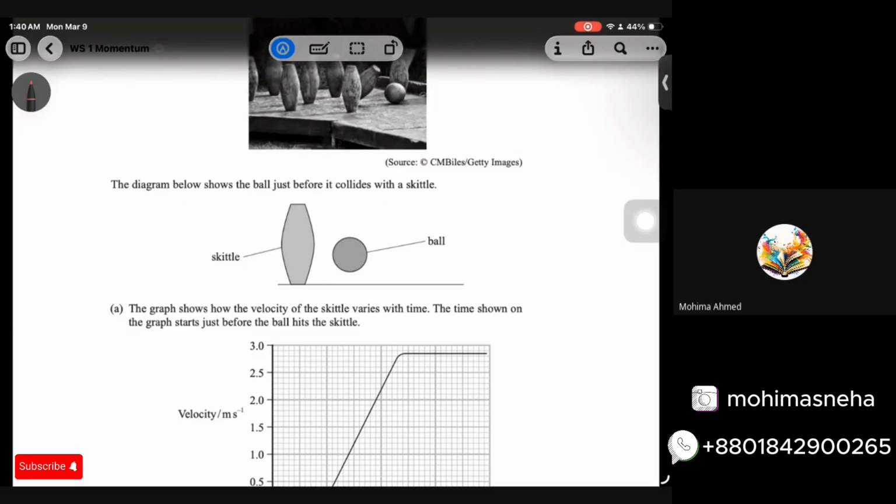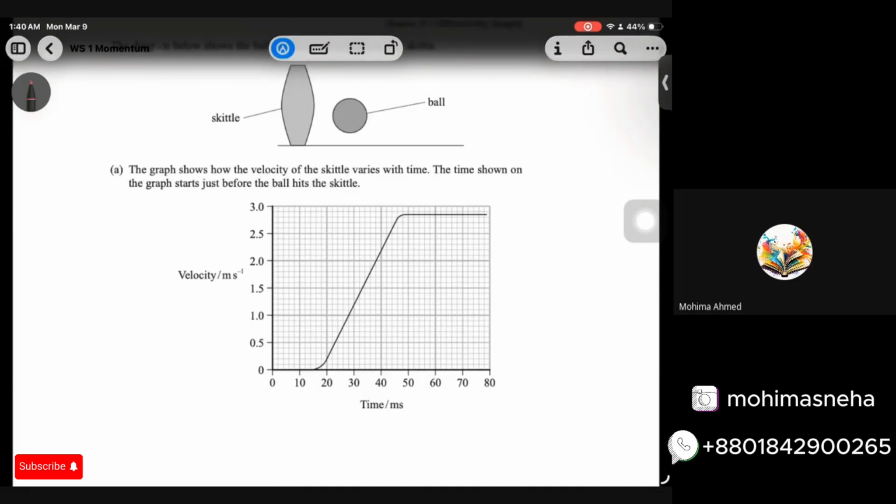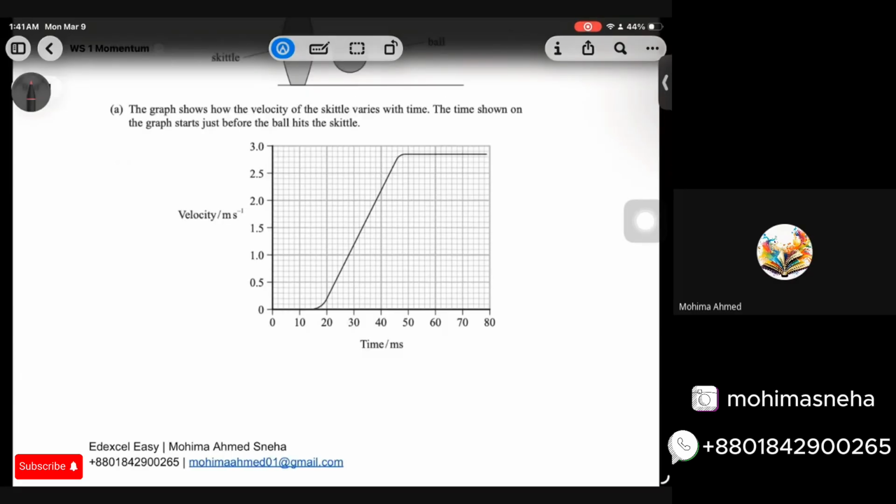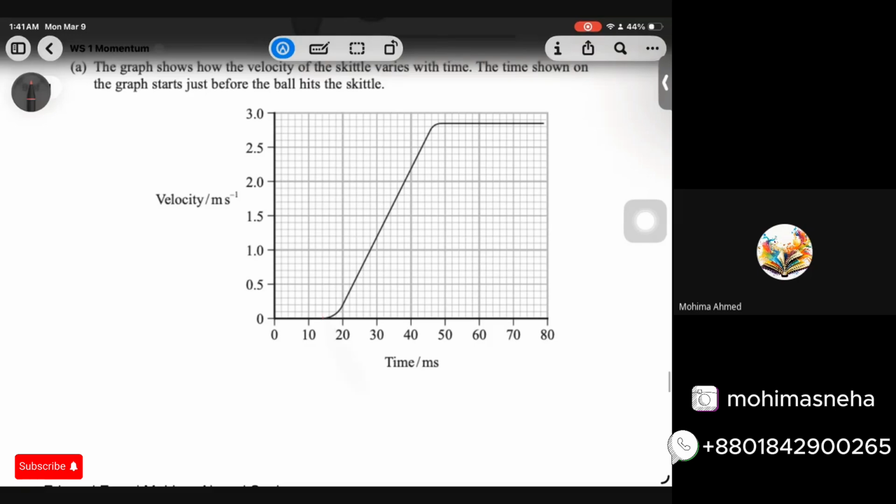If you move down, the graph shows how the velocity of the skittle varies with time. The time shown on the graph starts just before the ball hits the skittle, right? So I can see that exactly maybe from here, that is 14 seconds. From 14 seconds to roughly here, that is 48 seconds. Okay, this is 48 and this is 14. So this is the time for which the ball was in contact with the skittle. After that, they lose contact, and that's when you reach a constant velocity.